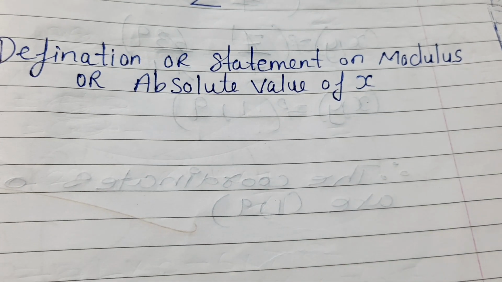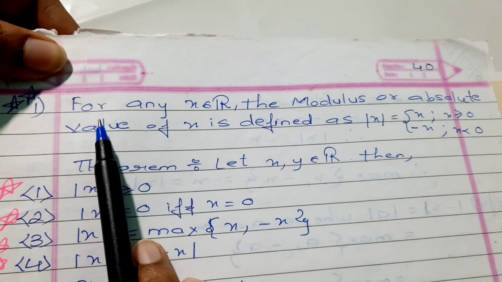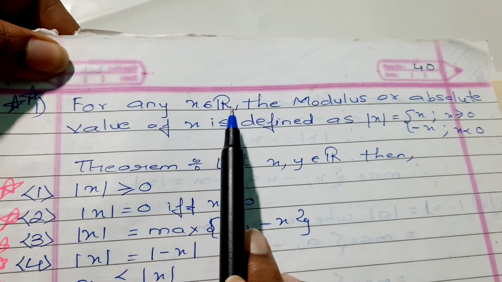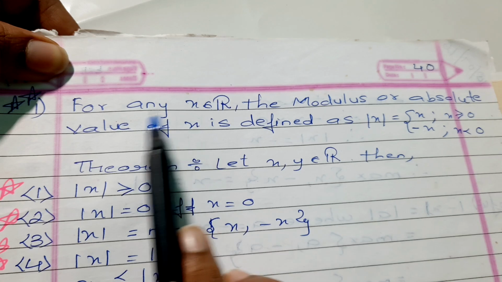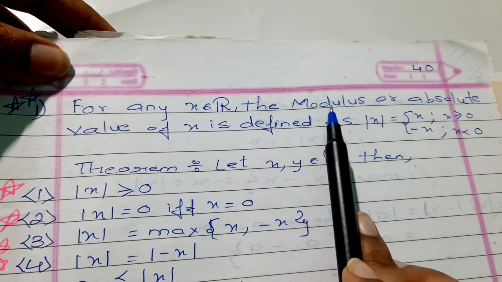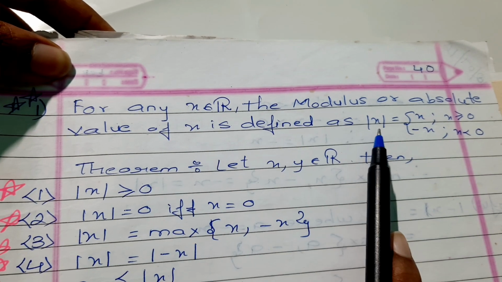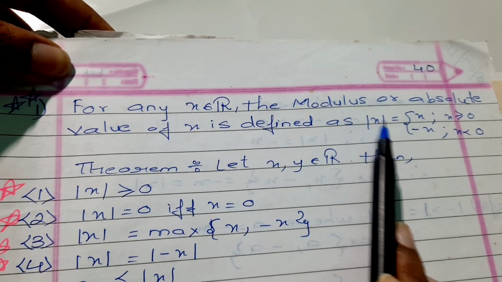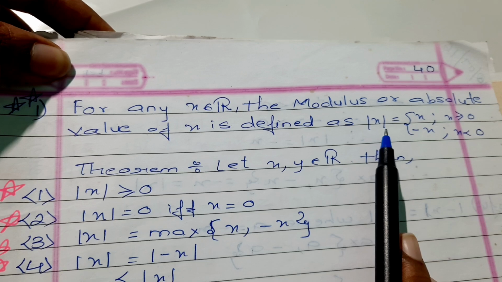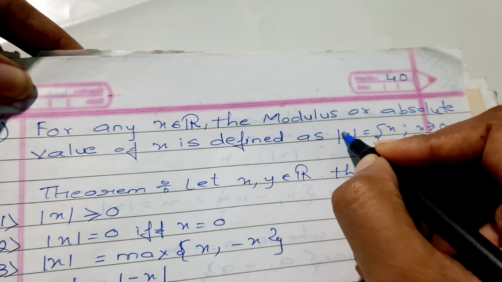Let me give it to you, so you can write down the statement. For any x belongs to R, which means for any x belongs to the real numbers, the modulus or absolute value of x is defined as follows. These two lines are the modulus of this variable x.